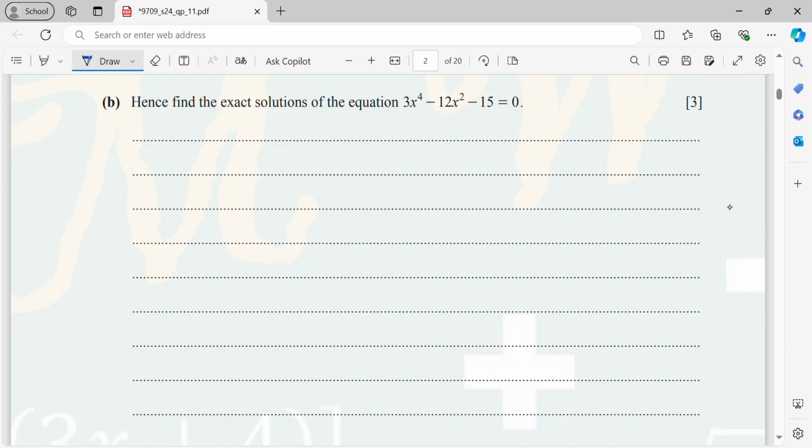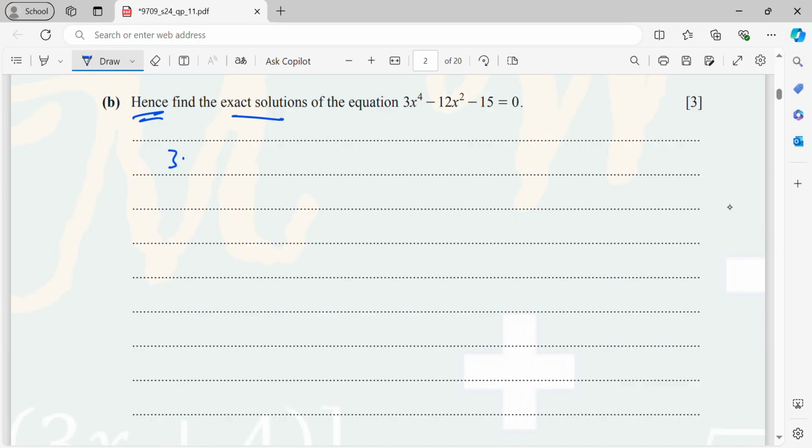B. Hence, find the exact solutions. Hence means use the answer from the previous part. Exact solutions means that your solutions are not in decimal form. Okay, so that's the meaning of exact solutions.